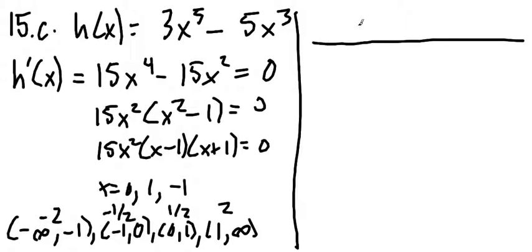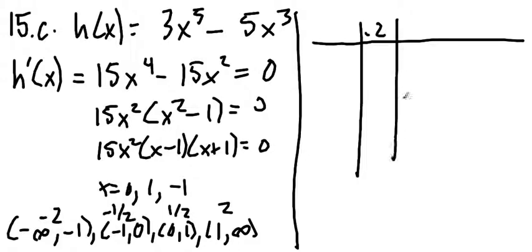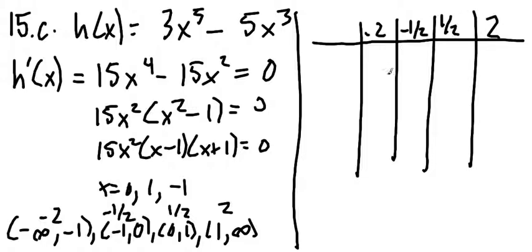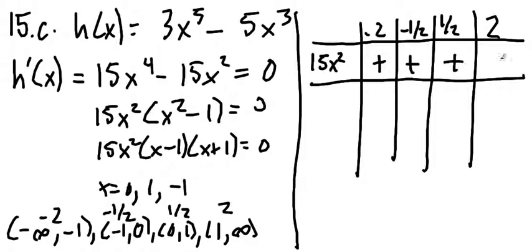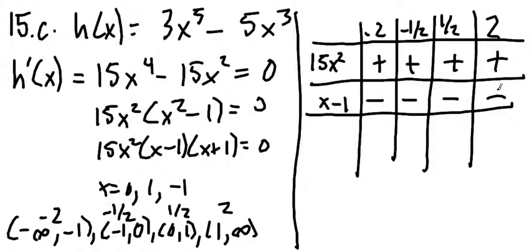Let's see. So again, my numbers are negative 2, negative 1/2, plain old 1/2, and 2. My factors are 15x squared, and all of these are positive when I plug these in, because 15 is positive and x squared is always positive. X minus 1, negative number minus 1 is negative, so these first two are negative, and 1/2 minus 1 is also negative, 2 minus 1 is positive.